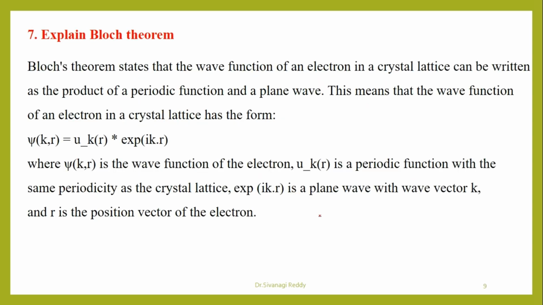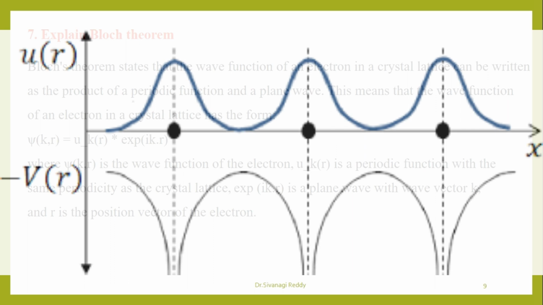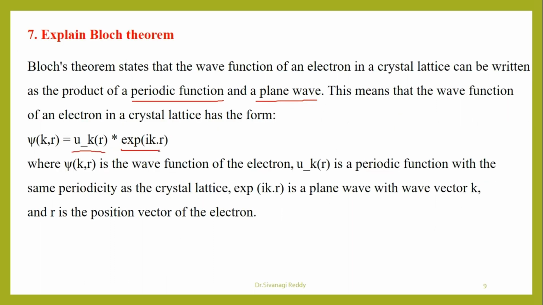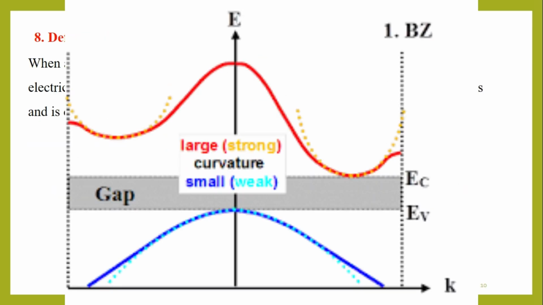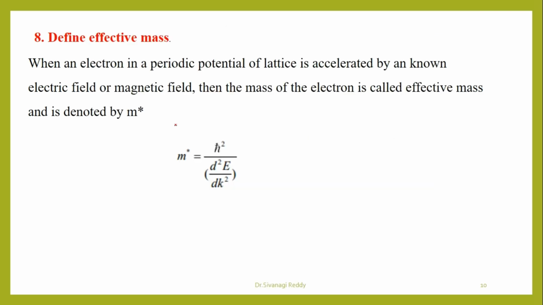Then what is Bloch theorem? Bloch theorem simply says that whenever an electron is moving in a crystal, its wave function can be written as the product of a periodic function and a plane wave function. This is the periodic function, this is the plane wave function. Then what is the effective mass? Whenever an electron is moving inside the periodic potentials, its mass will change due to the field present there, whether it may be electric field or magnetic field. Then the mass is known as effective mass and calculated by this formula.